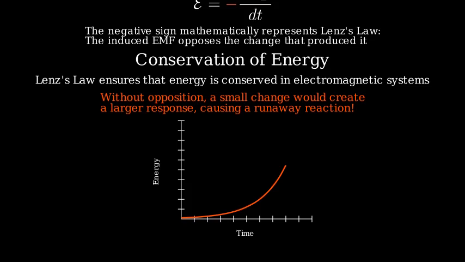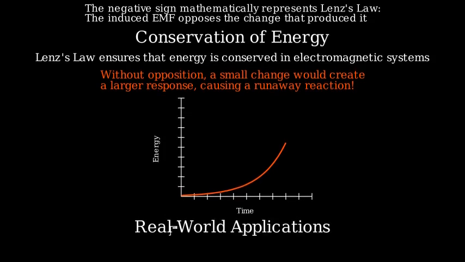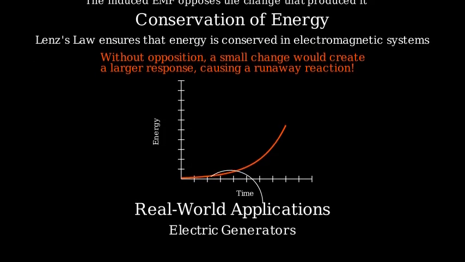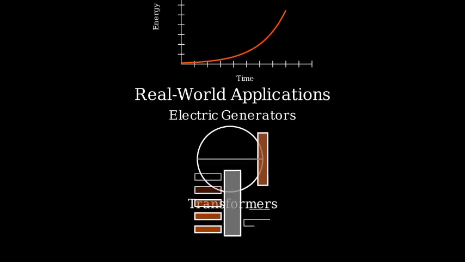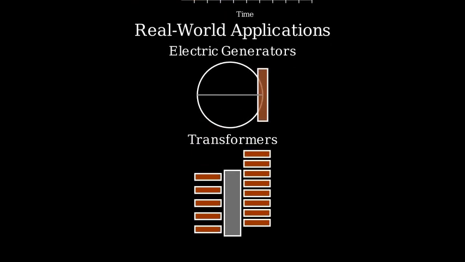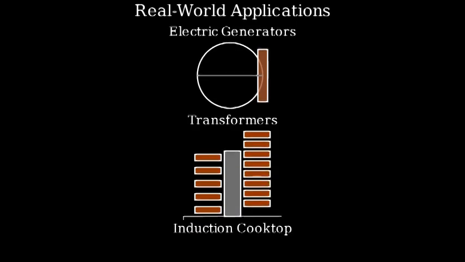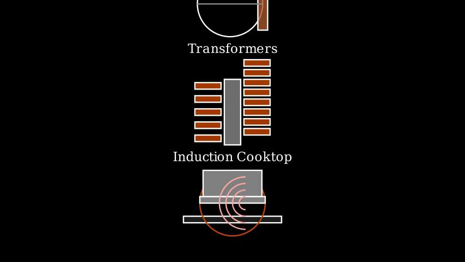Let's look at some real-world applications of these laws. Electric generators use Faraday's and Lenz's laws to convert mechanical energy into electrical energy. Transformers use these principles to step up or step down voltages in our power grid. Even induction cooktops use electromagnetic induction to heat your pans directly without heating the cooktop surface.